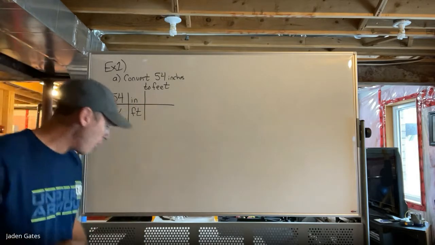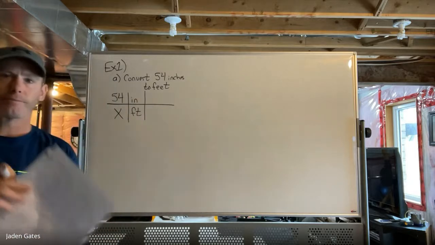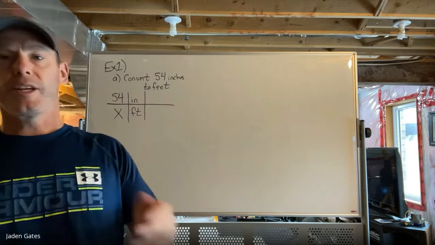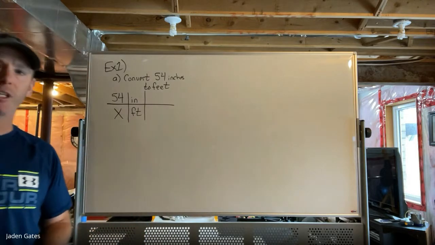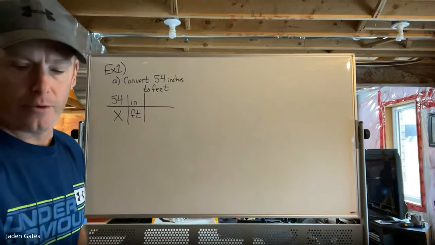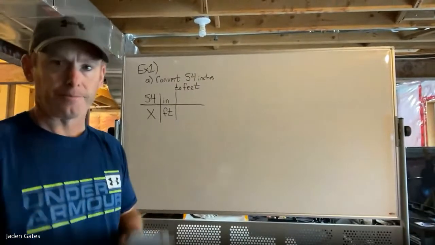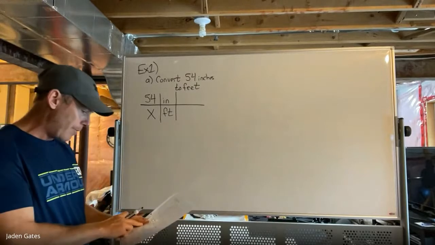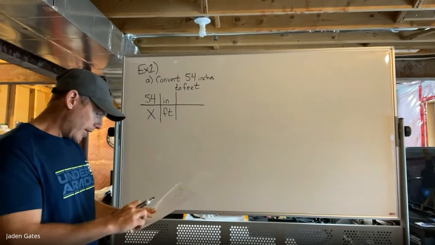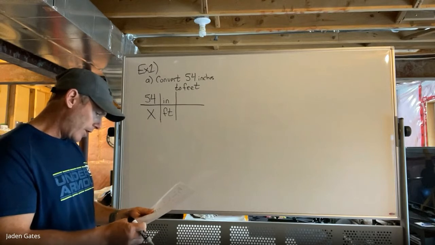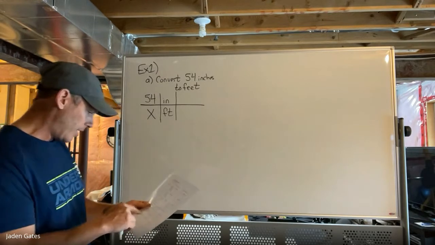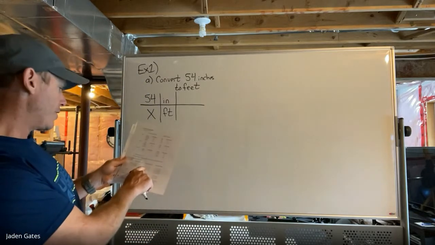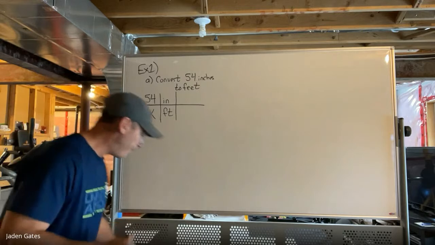Now, here's where our conversion sheet comes into play. What I want to know is the relationship between inches and feet. On this sheet, I'm looking at length down at the bottom. It says I got inches to centimeters. That's not helping me out. What about feet and inches? Oh, right here in the middle, imperial system. It says 12 inches is 1 foot.